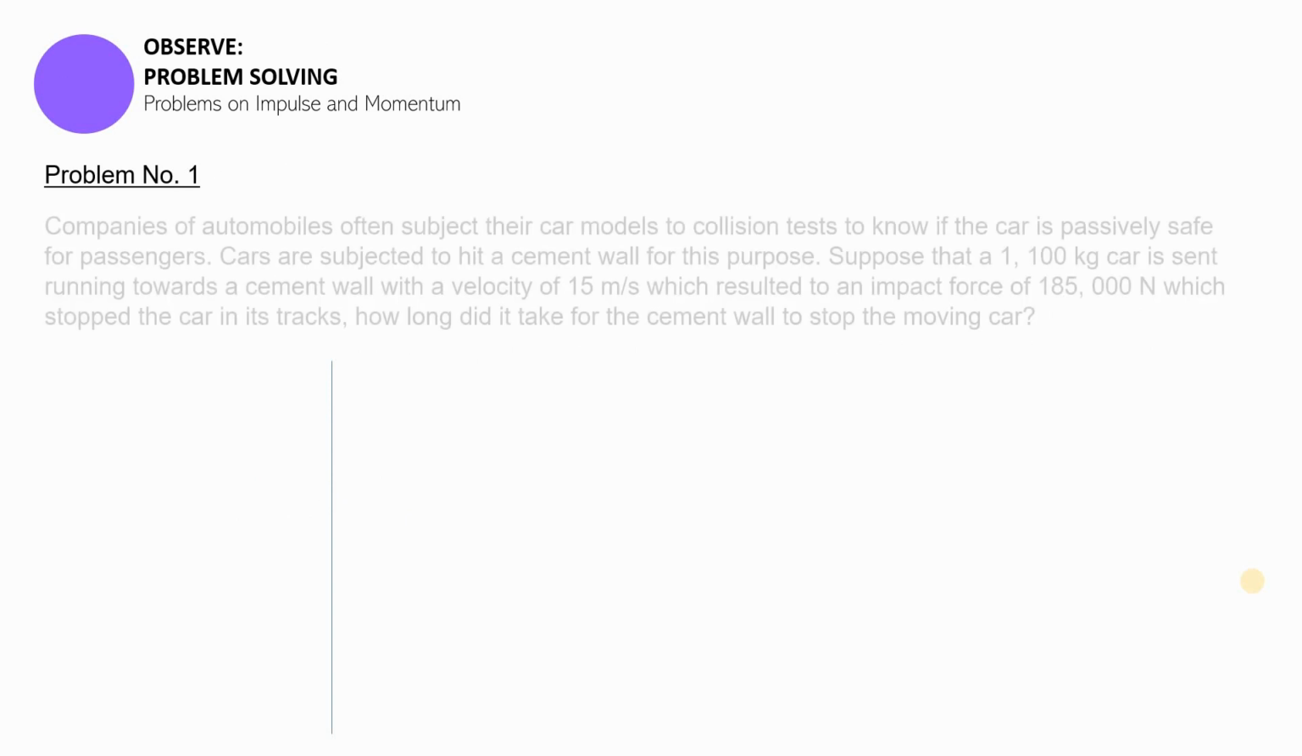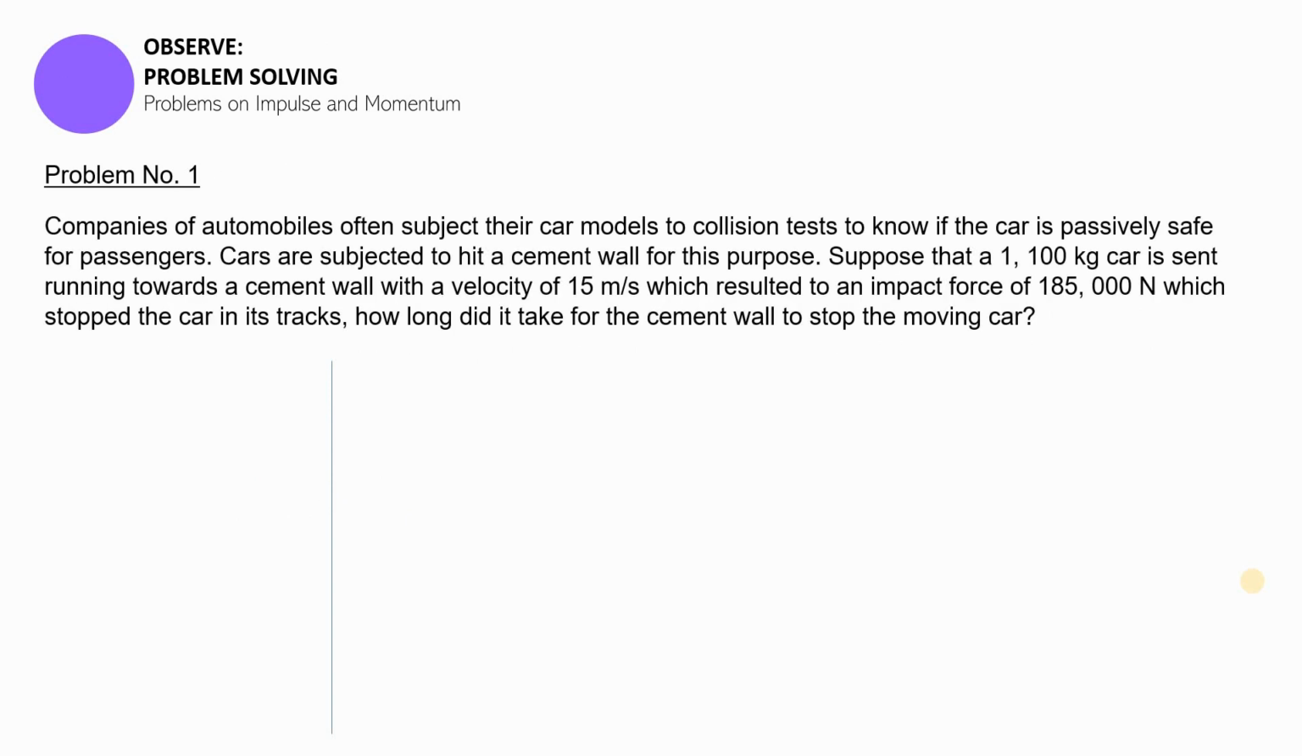So for problem number 1, companies of automobiles often subject their car models to collision tests to know if the car is passively safe for passengers. Cars are subjected to hit a cement wall for this purpose. Suppose that a 1,100 kilogram car is sent running towards a cement wall with a velocity of 15 meters per second, which resulted in an impact force of 185,000 newtons, which stopped the car in its tracks. How long did it take for the cement wall to stop the moving car?